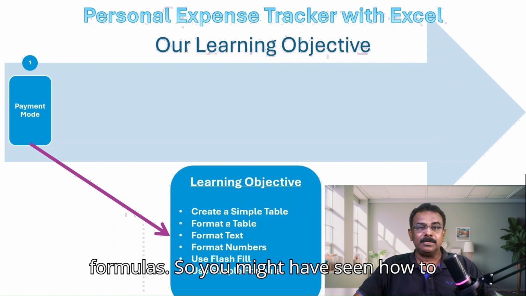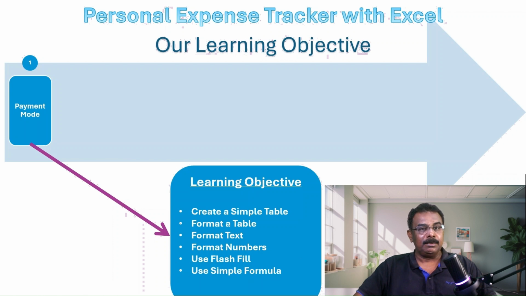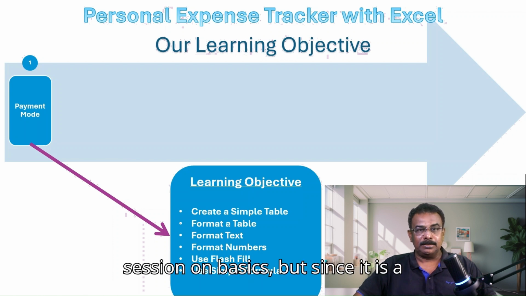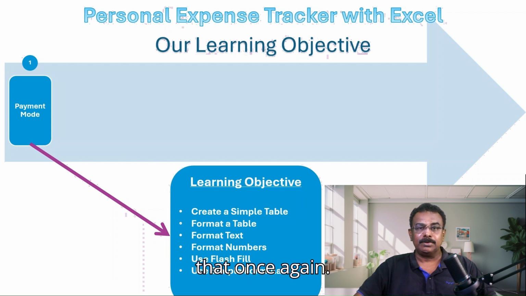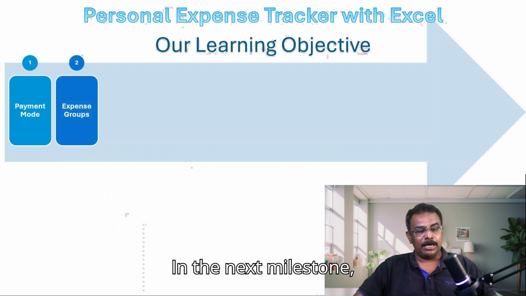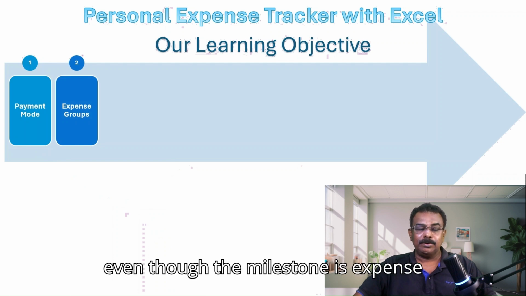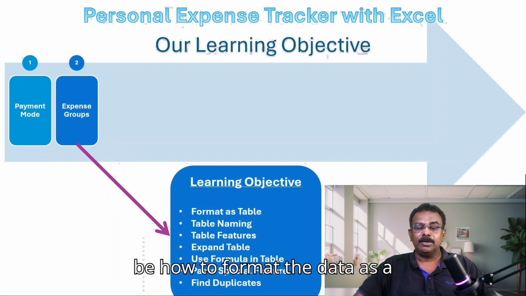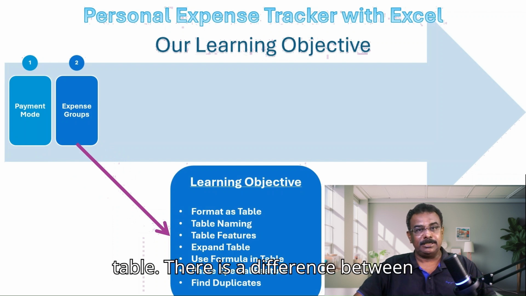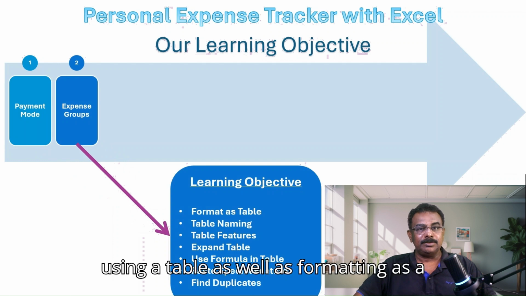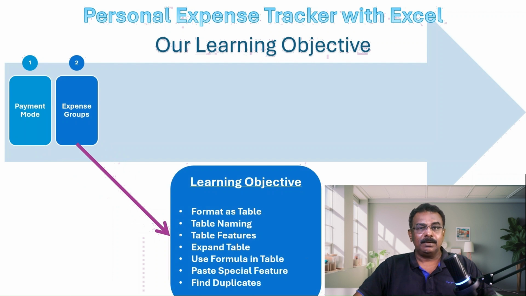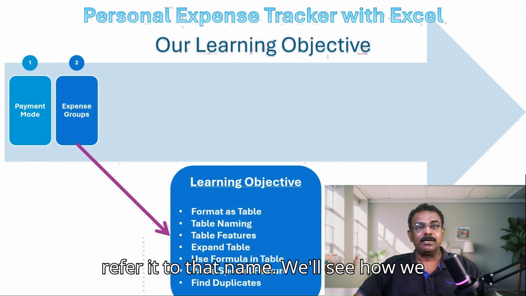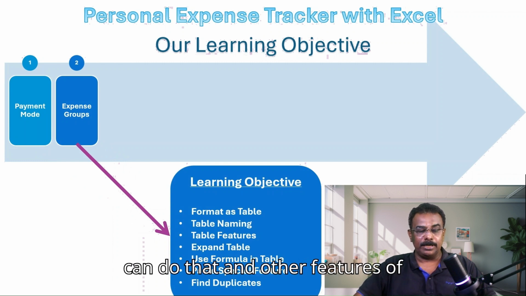You might have seen how to use simple formulas in our session on basics, but since it is a complete learning course, we will cover that once again. In the next milestone, even though the milestone is expense group, our learning objective will be how to format the data as a table. There is a difference between using a table as well as formatting as a table. We'll see what it is. And if you are defining it as a table, then you can name the table and refer to it through that name. We'll see how we can do that.